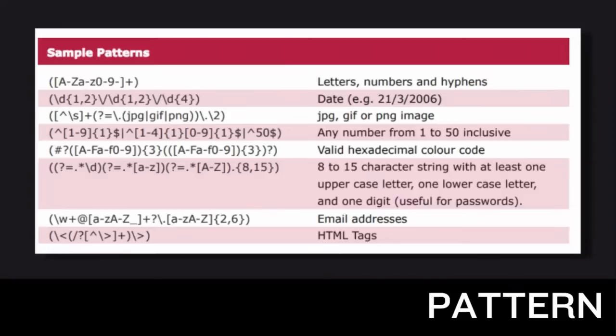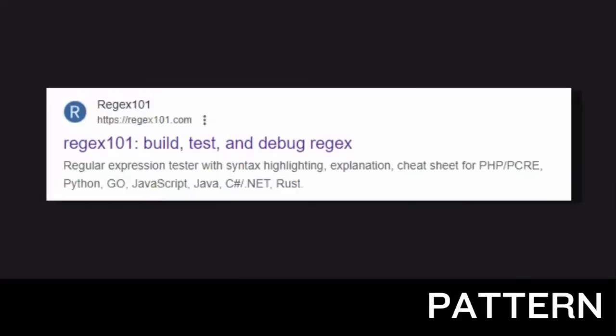You can validate a valid hexadecimal color code. You can also validate a password, which should be an 8 to 15 character string with at least one uppercase letter, one lowercase letter, one digit and so on, or an email address, or search for HTML tags. These are some common use cases. And we are going to use this site, regex 101, where you can actually visualize this.